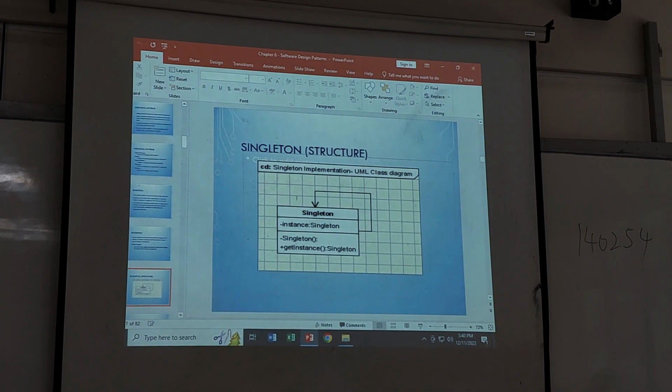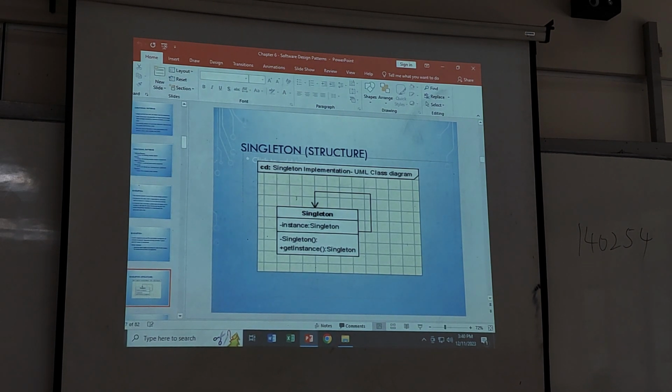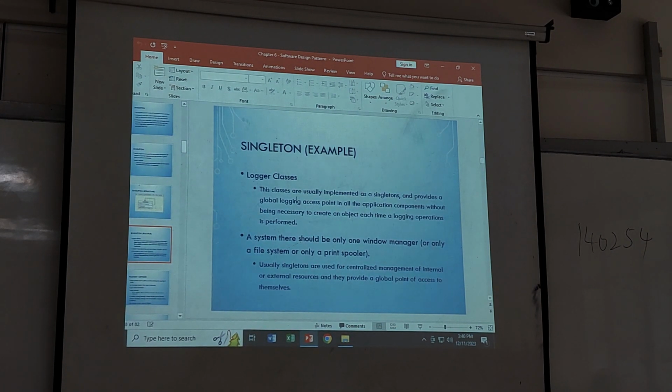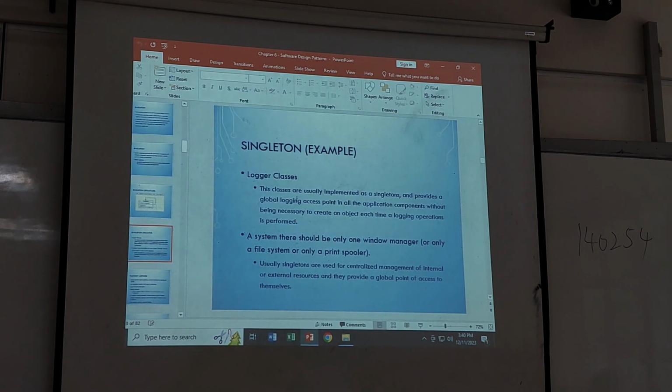Then we come to the next, the factory pattern. First, an example of the singleton: a logger class. Whenever you access the system, there is only one logger class, to keep track of your activity and logging. Maybe in a system there should be only one window manager, or only one file system.